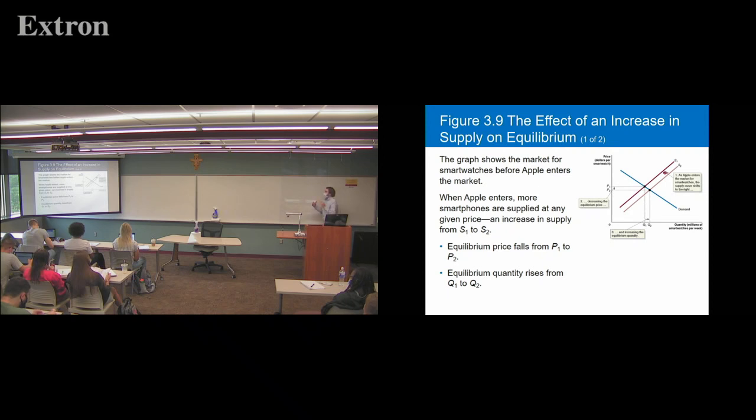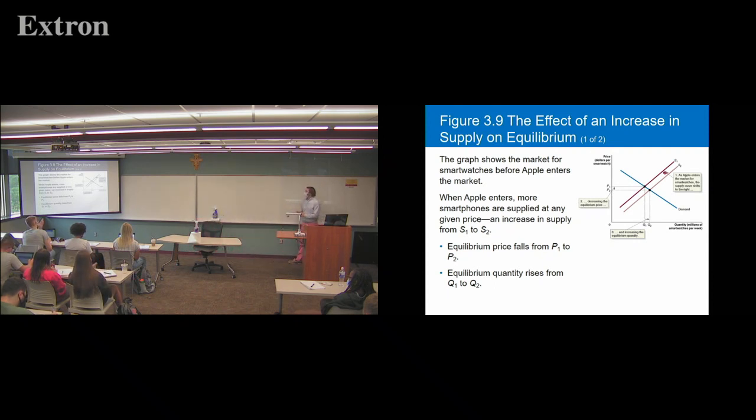All right, so this graph here shows the market for smartwatches before Apple enters the market and begins producing smartwatches. So once Apple enters, this is an increasing number of suppliers. So what it's going to do is shift the supply curve to the right. So as we increase the supply, we shift the curve to the right. What that's going to do is, at any given price, it's going to increase the quantity supplied.